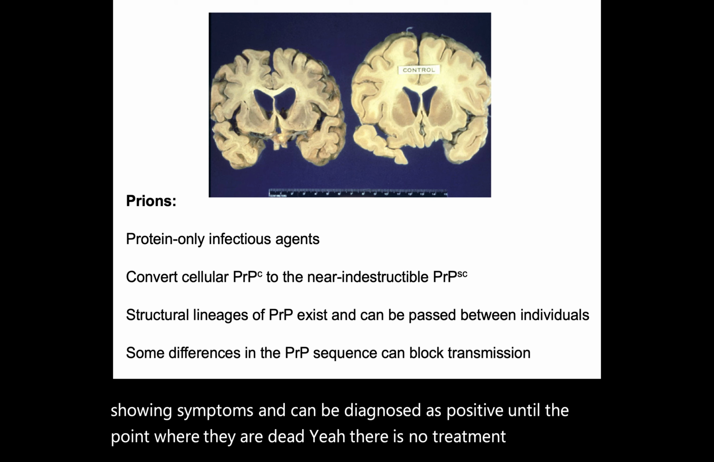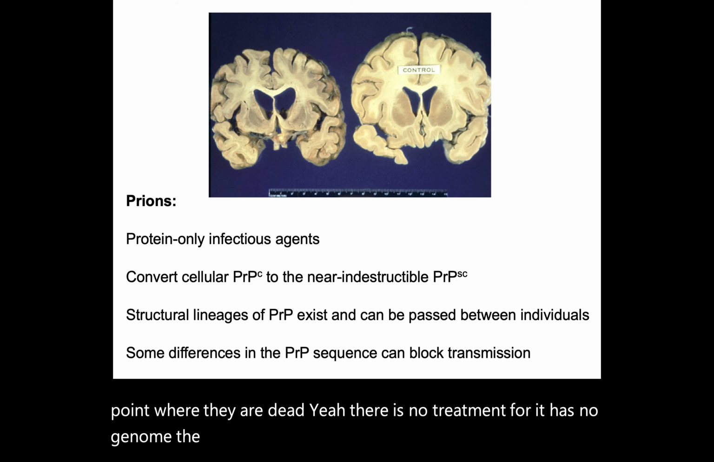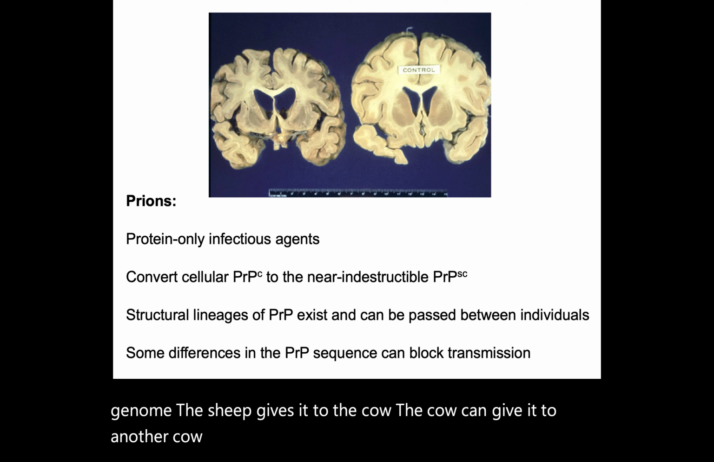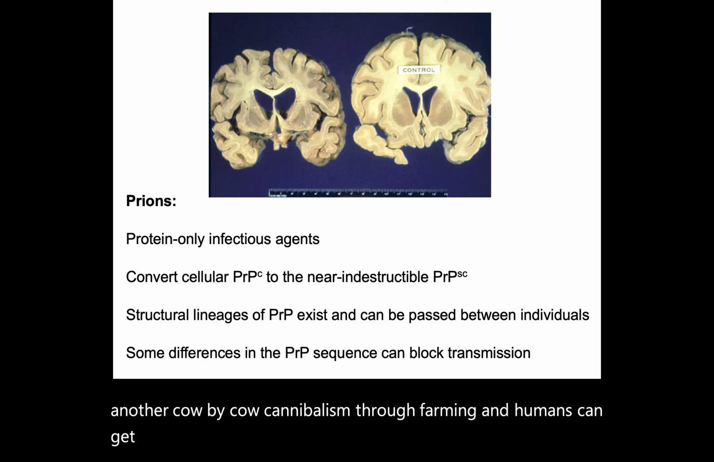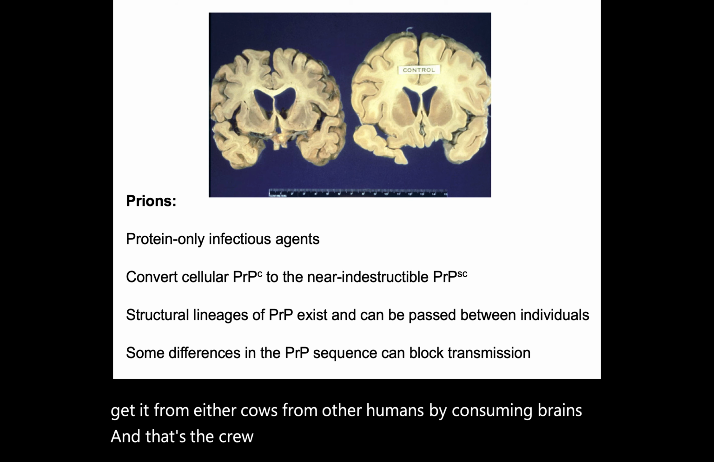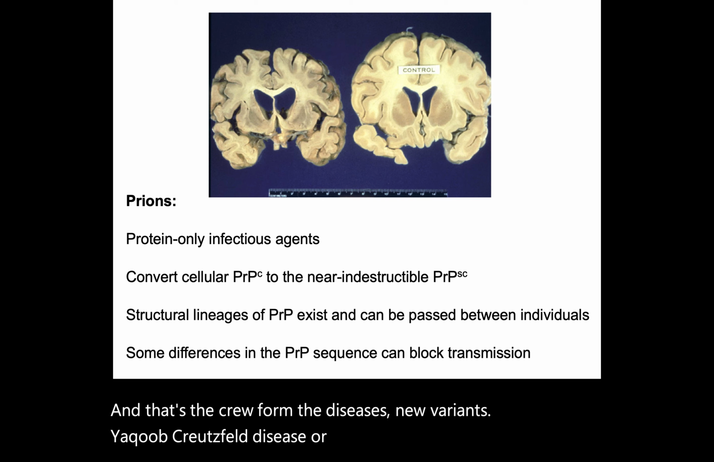It has no genome. The sheep gives it to the cow. The cow can give it to another cow by cow cannibalism through farming. And humans can get it from either cows or from other humans by consuming brains, and that's the Kuru form. The disease is new variant Jakob-Creutzfeldt disease, or Creutzfeldt-Jakob disease if you're feeling spicy.